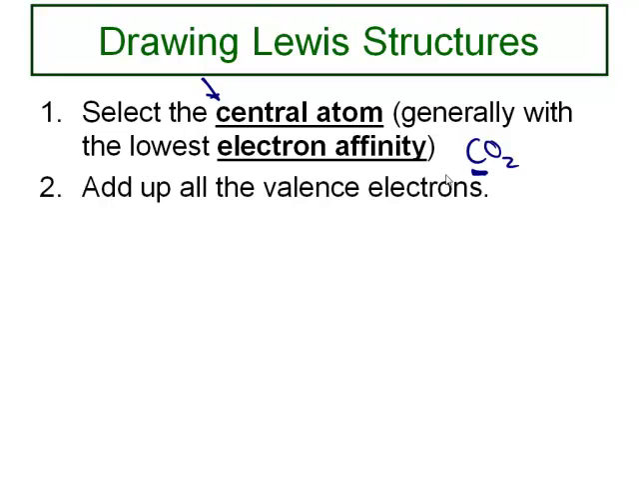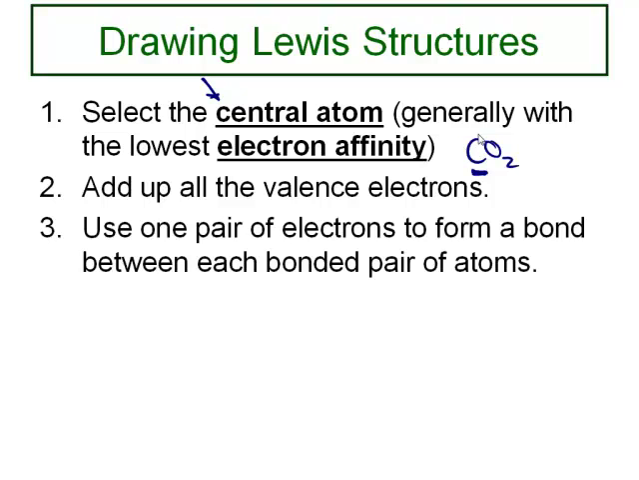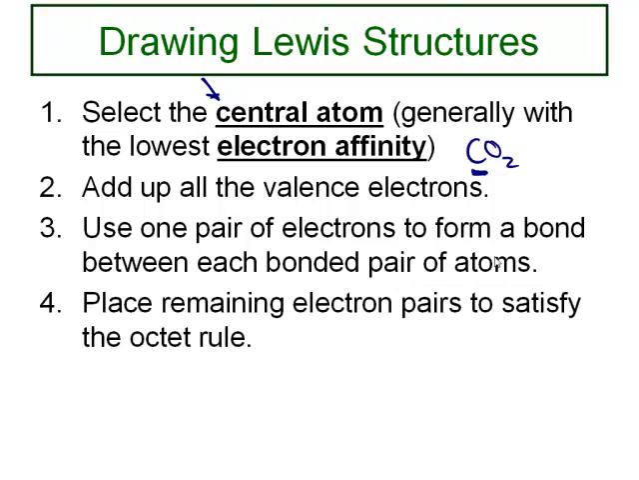Okay, the second step is we're going to take this molecule and look at all the atoms that are in it, and add up all the valence electrons that each of those brings to the party. The third thing we're going to do is use 1 pair of electrons from the total to form a bond between each bonded pair of atoms. Next, we're going to put the remaining electrons around to satisfy the octet rule, so that each atom that's bonding has 8 valence electrons that it gets to count.